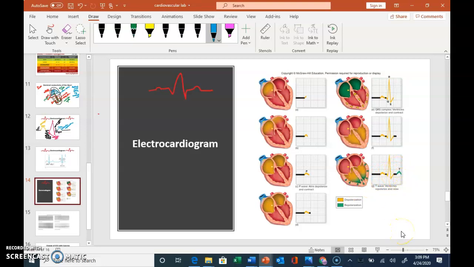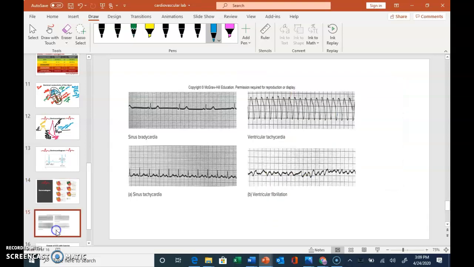Alright, so you can look at the electrical conductivity of the heart by placing electrodes anywhere on the body, and that is called electrocardiogram. Remember, your body is a very good conductor of electricity. Now looking at some abnormal conditions here. Okay, so arrhythmias or abnormal heart rhythms can be detected and described by abnormal ECG tracing, right?